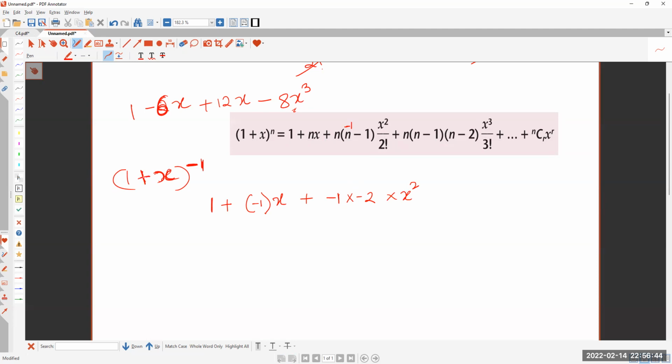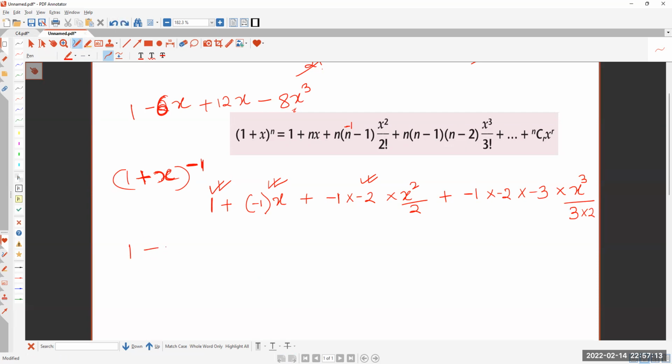If there was a negative sign here, things would be a lot complicated. Whatever, x square divided by 2 factorial, which is 2. I'm getting the third term. They said to find the 4th term. 1, 2, this whole thing 3, now 4th. So this is going to be minus 1 into minus 2 into minus 3 into x cube divided by 3 factorial, which is 3 into 2.